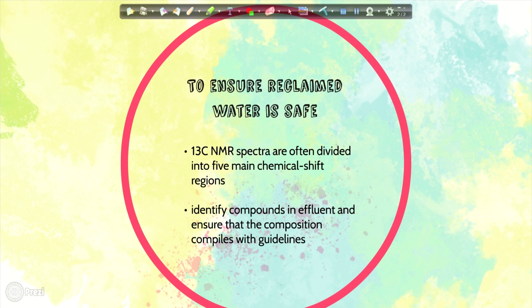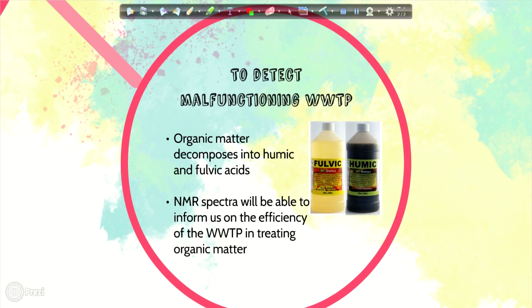The 13C NMR spectra is often divided into 5 main chemical shift regions, representing alkyl carbon, carbon bonded to heteroatoms, aromatic carbons, carboxyl carbons, and carbonyl carbons. By using NMR and observing the resultant spectra, it is possible to identify compounds in the effluent and ensure that the composition of the effluent complies with safety guidelines for safe consumption, as several residual and complex molecules may still remain after the treatment. Next would be the use of NMR in the detection of malfunctioning wastewater treatment plants.